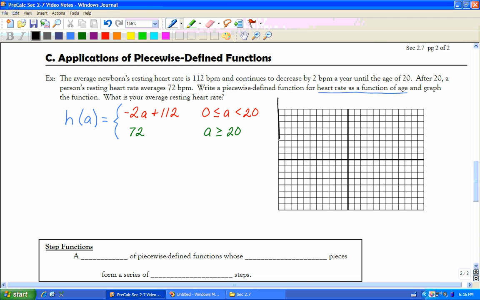Let's use just the first quadrant. So we're going to create a big first quadrant here. And our horizontal axis is A for age. And our y-axis is h of a, our heart rate as a function of age. So for the a scale, we're going to start here at 0, and then 1, 2, 3, 4, 5. Just every 5 tick marks, we're going to label, because we need to really show from 0 to 20 and then what happens after 20. So we just need a little bit more than 20 here.